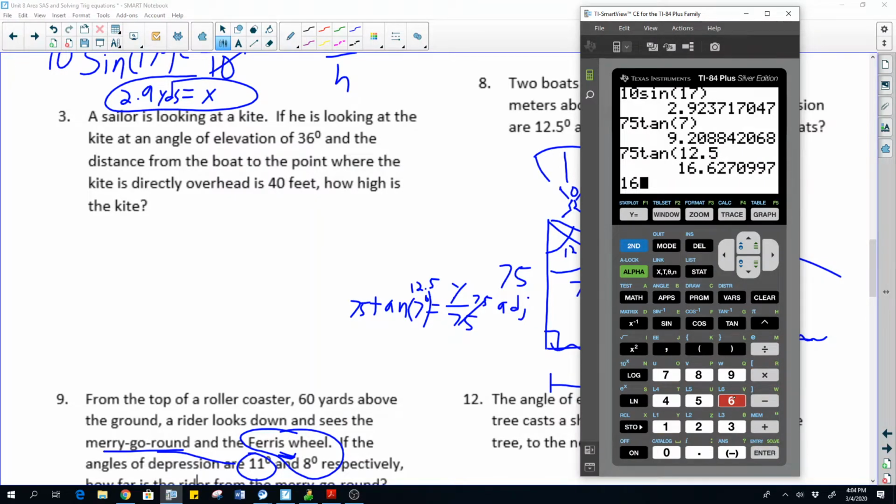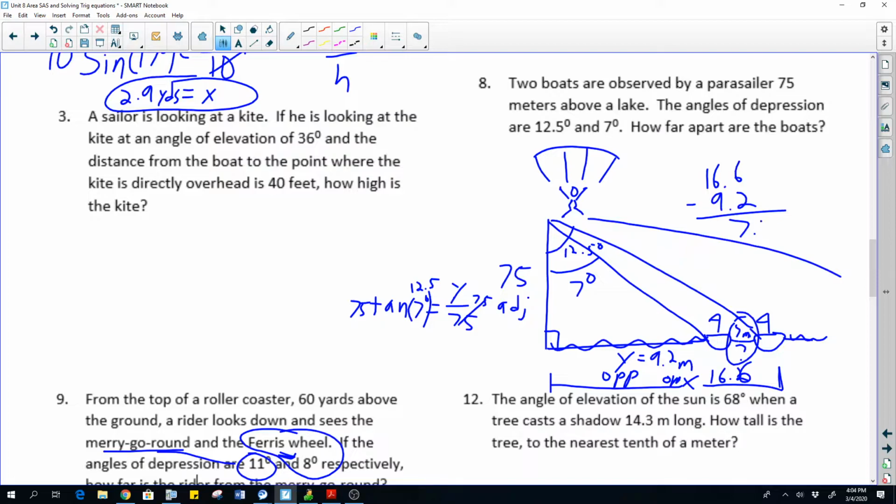Okay, so 16.6 minus 9.2. There we go. Gives us 7.4. So we got 7.4 meters is our answer. So that's going to be this distance right here. 7.4 meters between my boats. Cool, so there's number 8 done. Okay, so number 9 kind of showed you already.